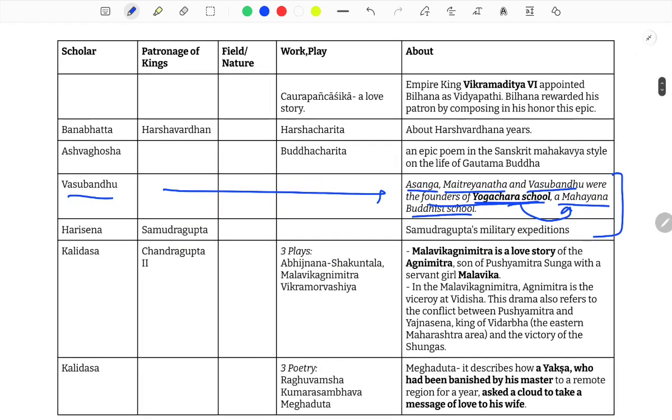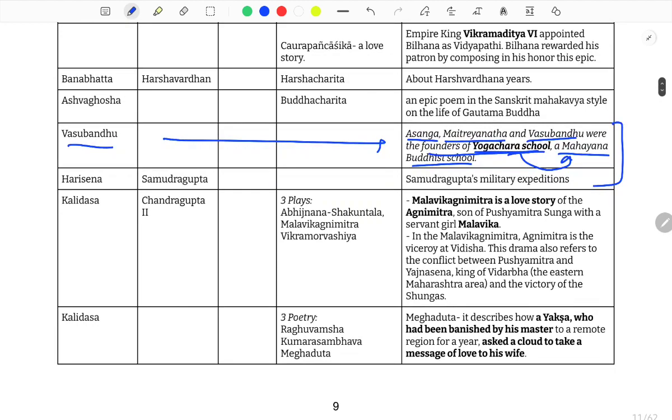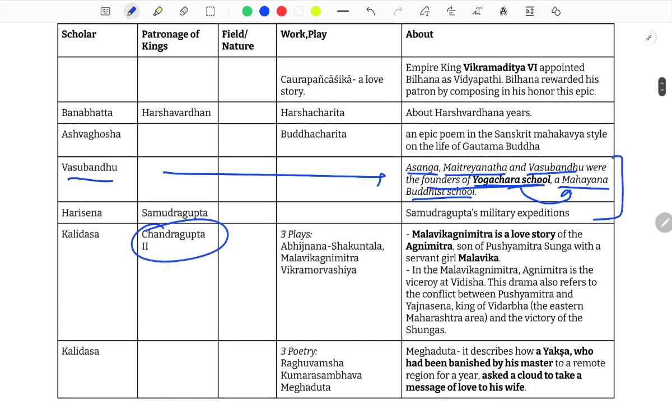Harisena, Samudragupta, we already covered it. Kalidas, Chandragupta II was his patron. Three plays: Abhigyan Shakuntalam, Malvikagnimitra, Vikramoorvarshya.